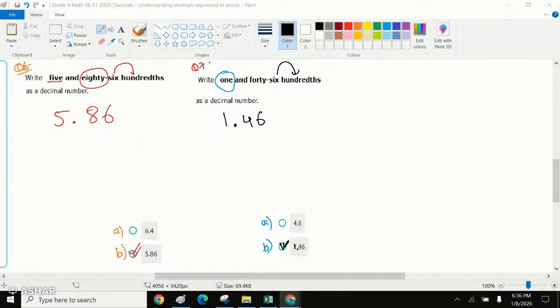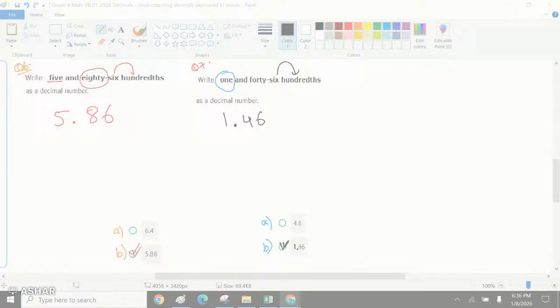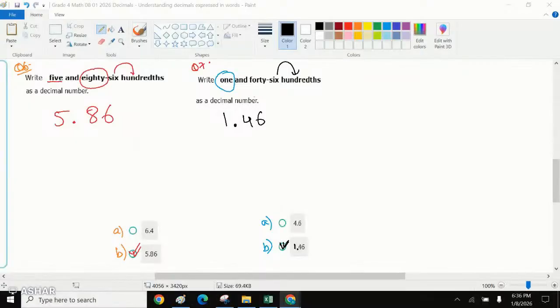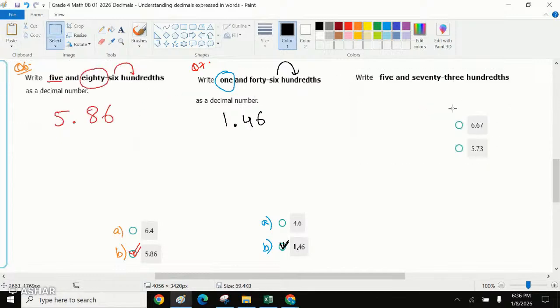The next question we have is, write 573 as a decimal number. So if this question says write 573 as a decimal number, so we can say, this was question number 8, option A or option B. Question number 8.